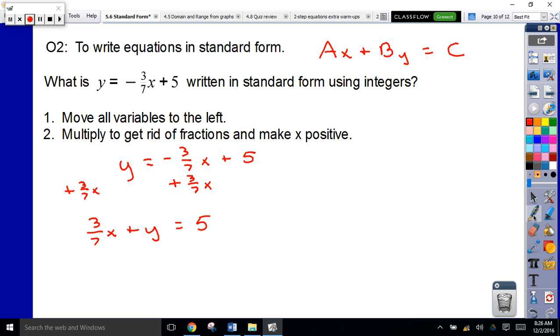Now I need to get rid of any fractions. So I don't want to have a 3/7 here. So I need to multiply by 7, which will get rid of the 7 in the denominator. Now you can't just randomly multiply one thing by 7 and not multiply anything else. You have to do it to all of the terms of the equation. So I'm going to multiply this by 7, I'm going to multiply the y by 7, and I'm going to multiply the 5 by 7. So here the 7s would cancel, and I'd be left with 3x plus 7y equals 35.